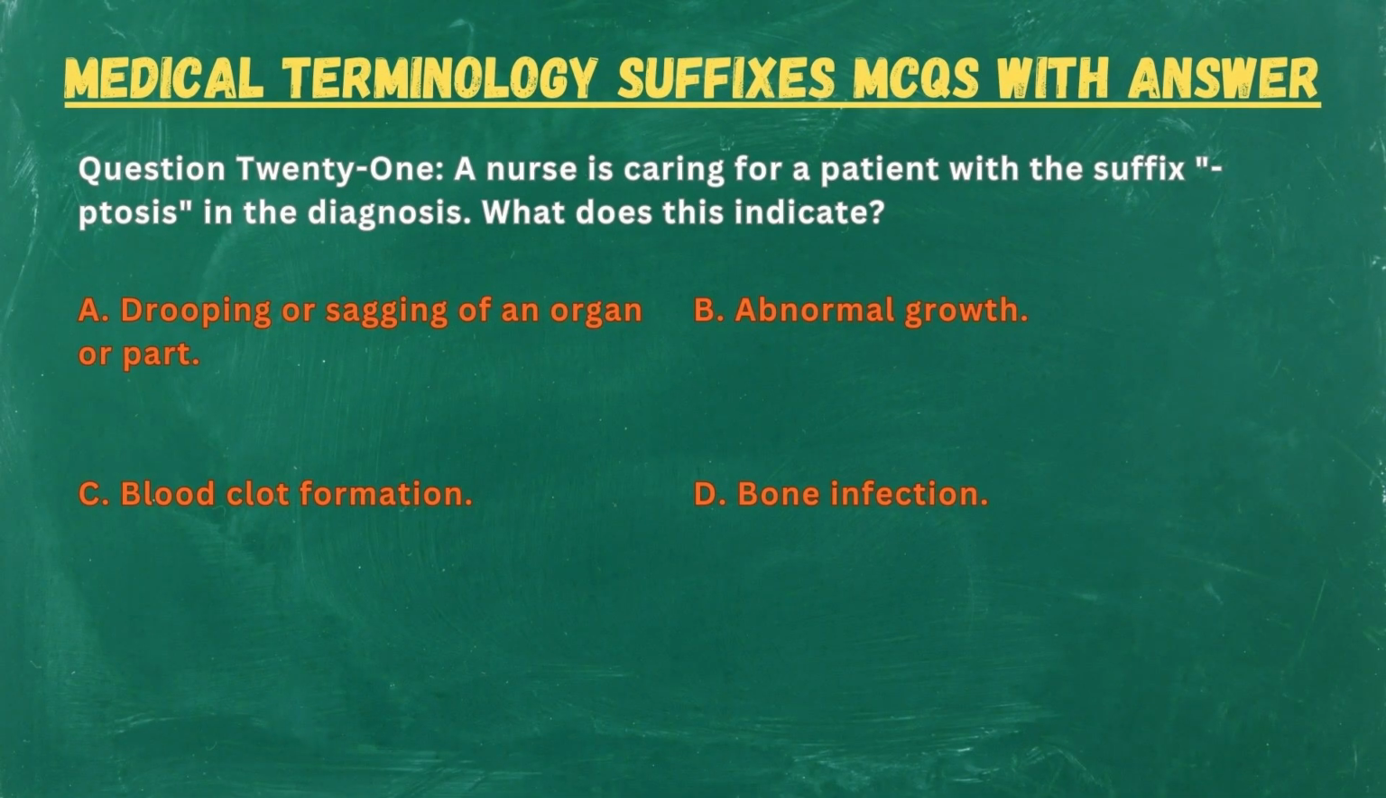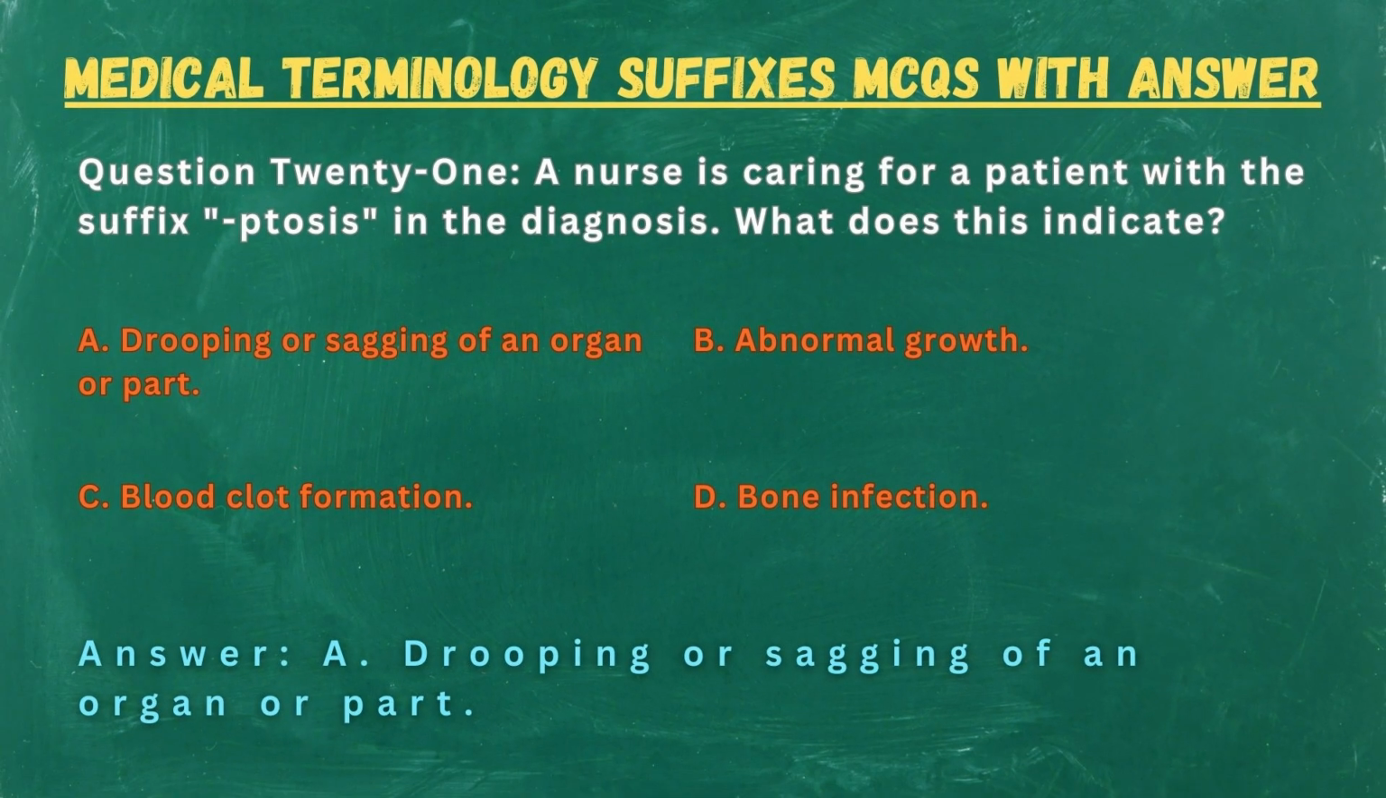Question 21. A nurse is caring for a patient with the suffix ptosis in the diagnosis. What does this indicate? A. Drooping or sagging of an organ or part. B. Abnormal growth. C. Blood clot formation. D. Bone infection. Answer: A. Drooping or sagging of an organ or part.